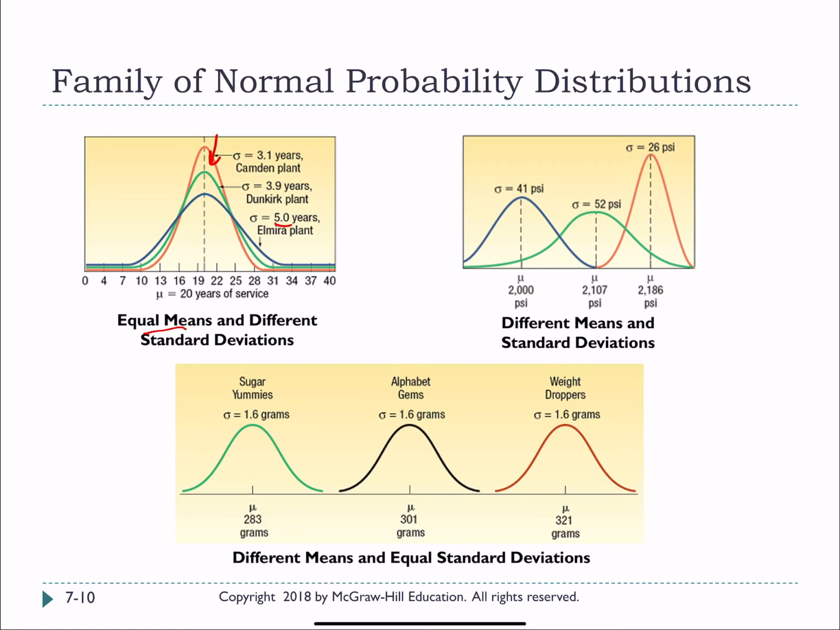In our second example, we have different means, but the same standard deviation. Then different means and different standard deviations, so everything looks different, right? The curves are different shapes, the curves are different heights. But then the last one, we have different means, but the same standard deviation. So you can see the height of these curves is the same, the shape of the curves is the same, but they're each centered around a unique expected value.